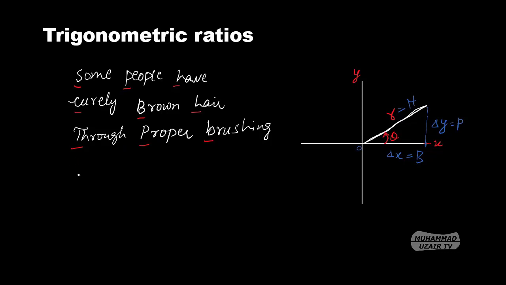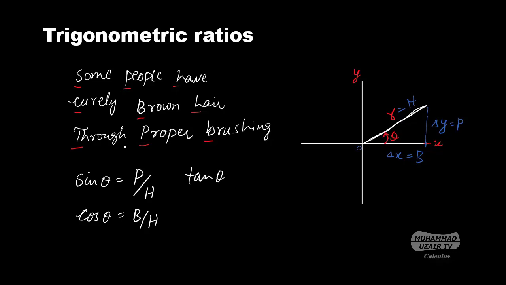Some people have curly brown hair: cos theta is equal to base divided by hypotenuse, and through proper brushing, tangent theta is equal to perpendicular divided by base. So these are the trigonometric ratios.